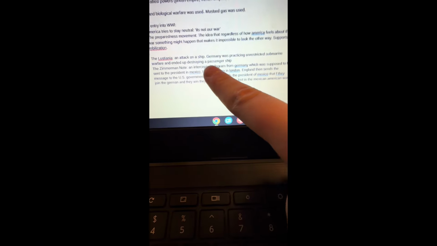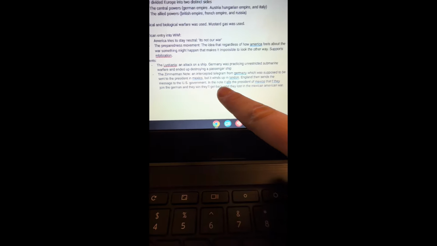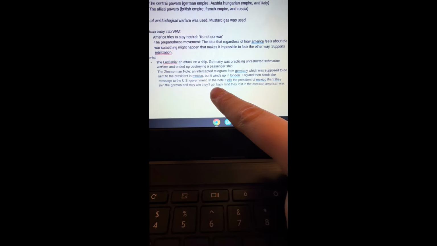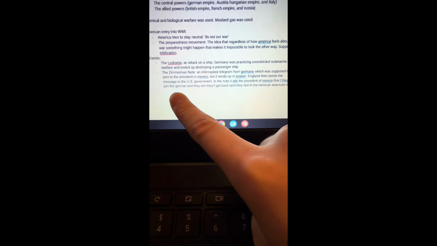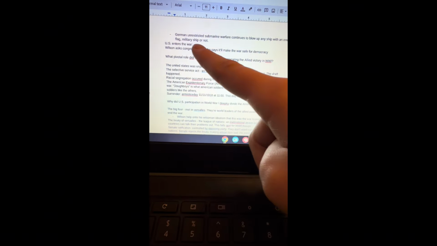Next, the Zimmermann Note, which was an intercepted telegram from Germany that was supposed to be sent to the president of Mexico but wound up in London. England then sent the message to the U.S. government. In the note, it tells the president of Mexico that if they join Germany and they win, they'll get back land they lost in the Mexican-American War. And I already explained that.